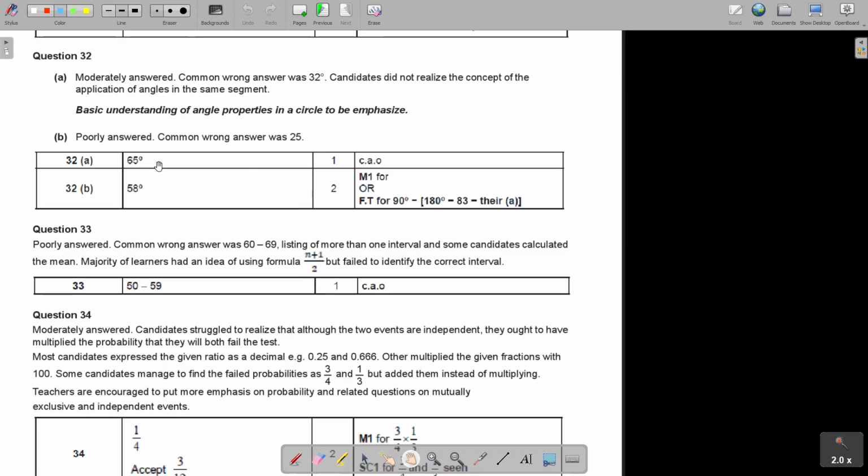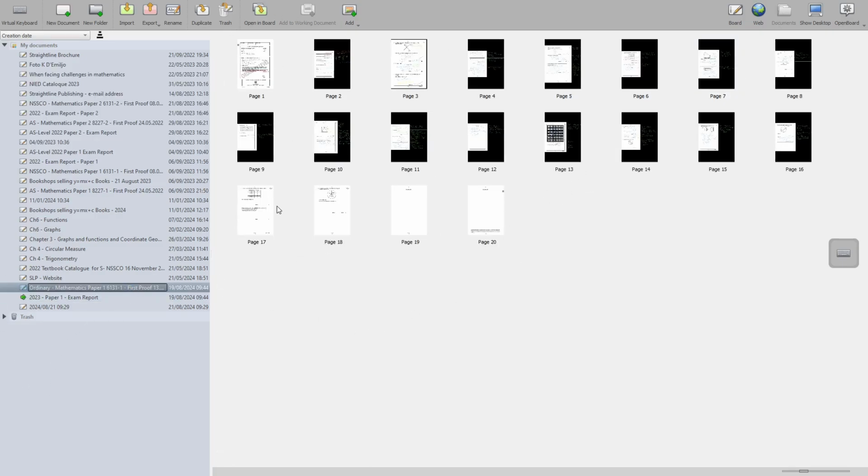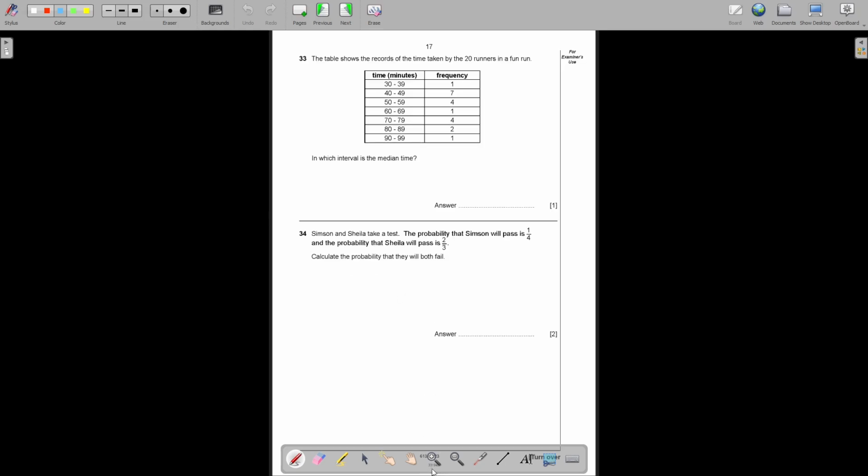So that was 65. Then for the other one, you could have first used the angles of a triangle, and then subtracted from 90, and you got 58 degrees. So it was not that bad, and not a very difficult question. I think you can really try to have this kind of question correct. Okay, let's go to the next page.